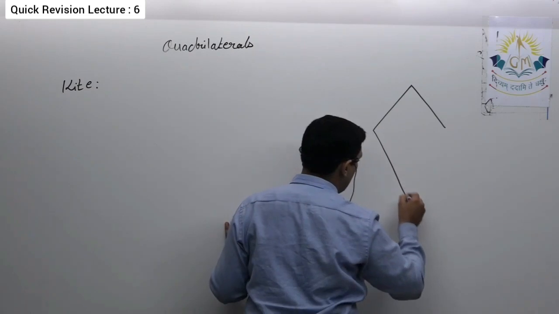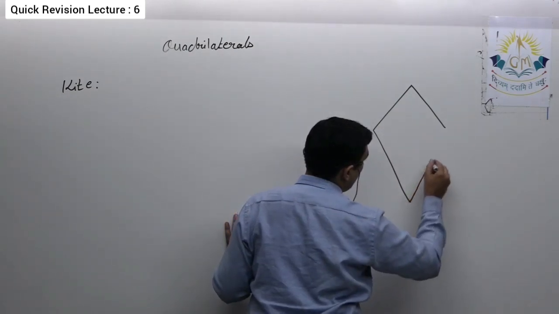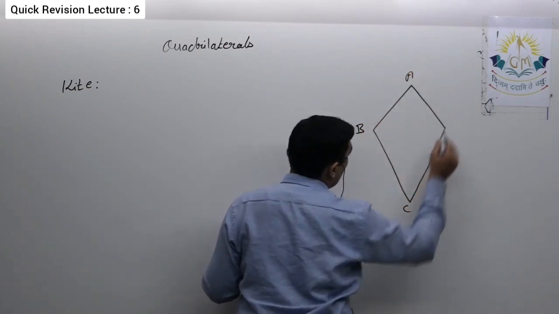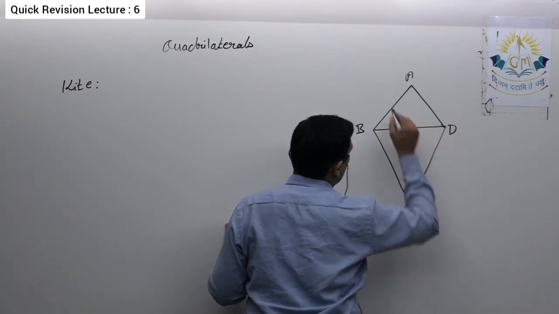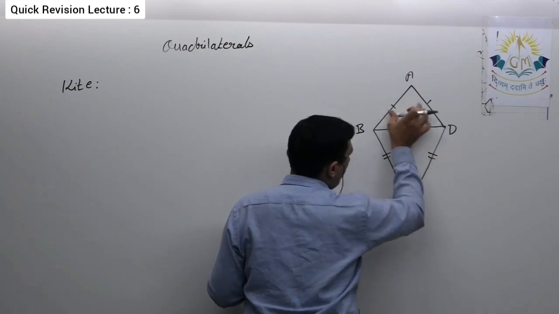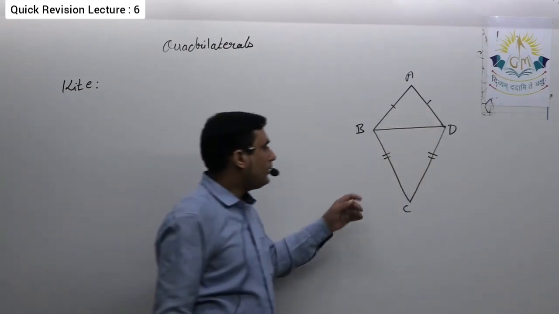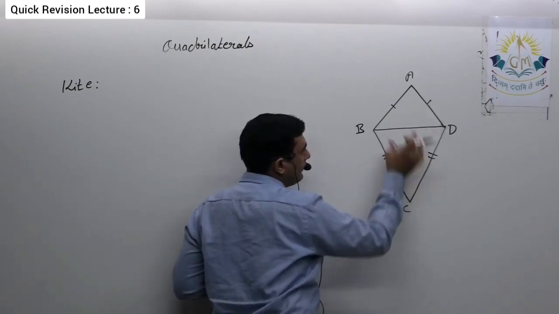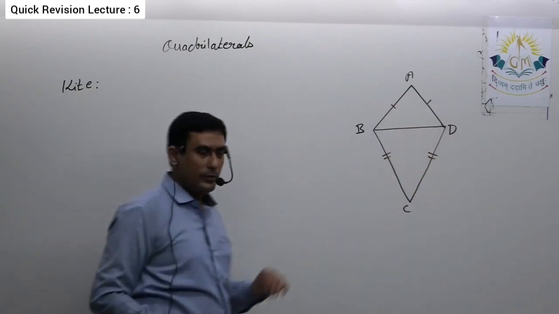It is something like this. ABCD is a kite. Now, the definition of a kite is that it has two pairs of adjacent equal sides and two pairs of non-equal opposite sides.